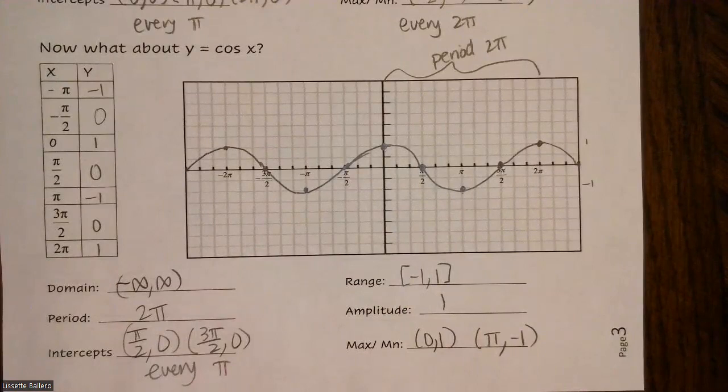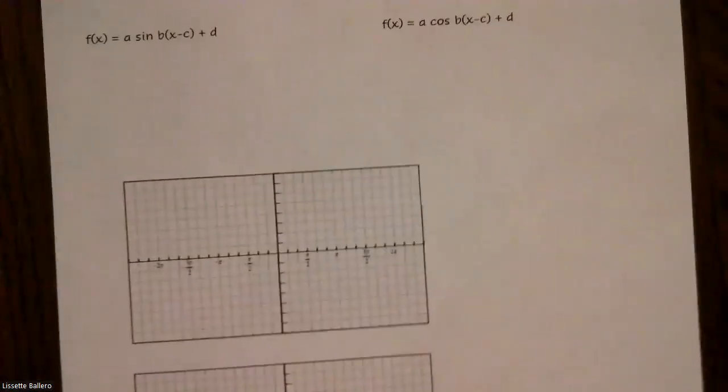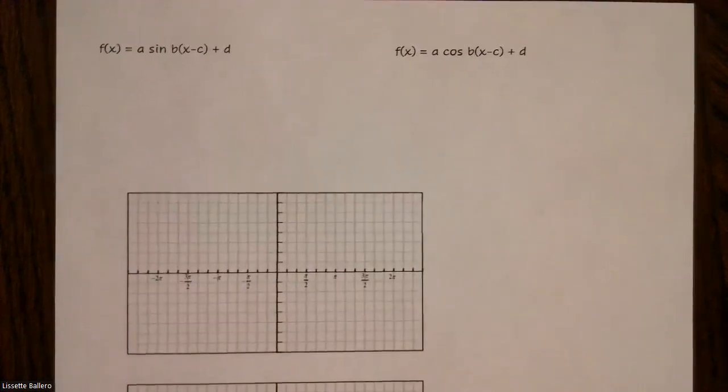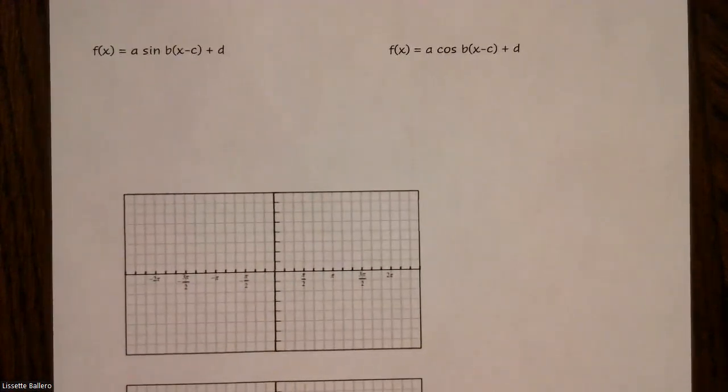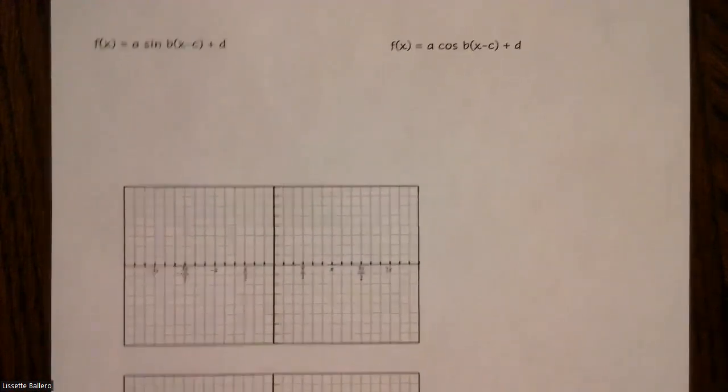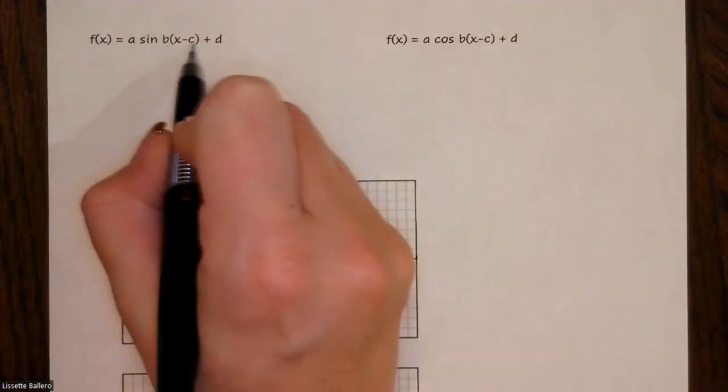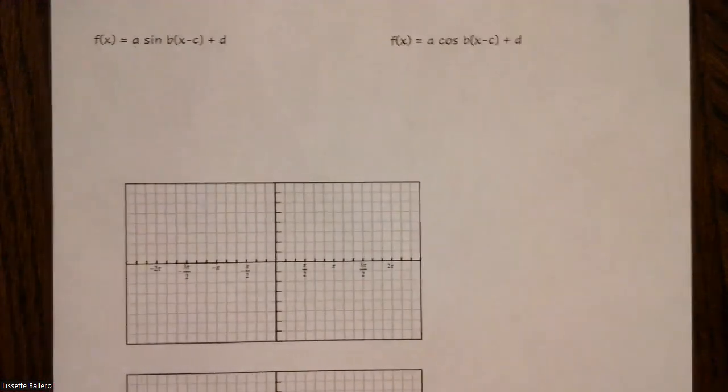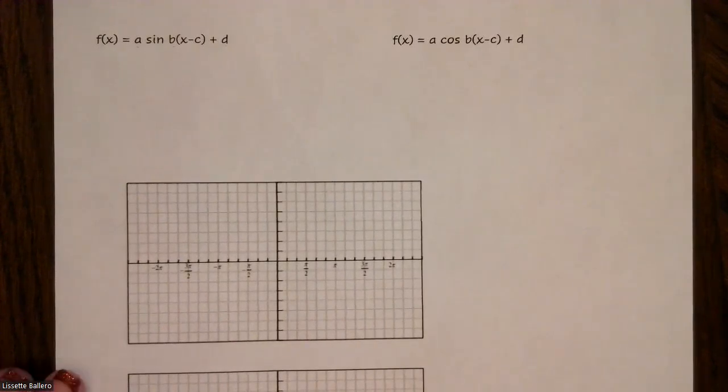All right, so there's my cosine parent function. We've now seen the sine parent function and the cosine parent function, and those are the ones we're going to focus on today. So the next thing we really need to talk about is its transformations. And these are no different than any of the transformations that you dealt with in Algebra 2. So our A, our B, our C, and our D are exactly the same ones as the Algebra 2 functions.